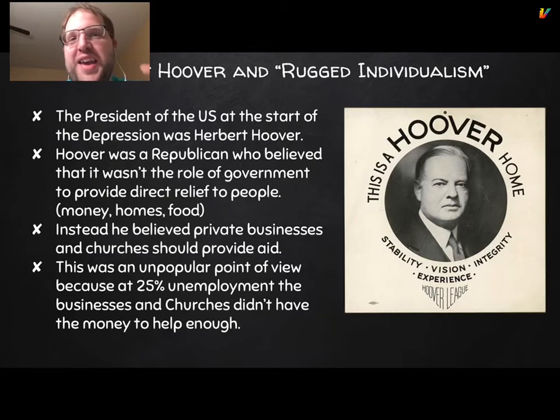But the reason why he gets the blame is, number one, he's the president. And if things are going bad in the country, especially the economy, then the president usually gets the blame for it. But number two, it was sort of his beliefs that were not appropriate for this time in history.